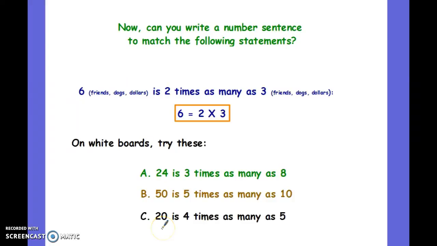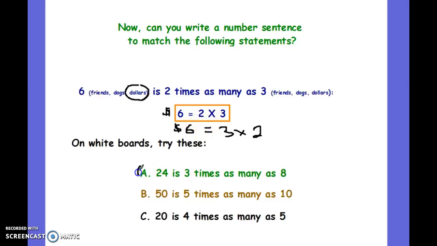Applying the same exact concept, you can write number sentences to match statements that involve word problems. For example, 6 friends, or 6 dogs, or $6 is 2 times as many as 3 friends, dogs, or dollars. Let's just pick dollars for the sake of this example. Can be written as $6 is equal to 2 times 3. You could also do $6 is equal to 3 times 2. Even though the word problem is saying 2 times as many as 3, 3 times 2 is still going to get you $6.